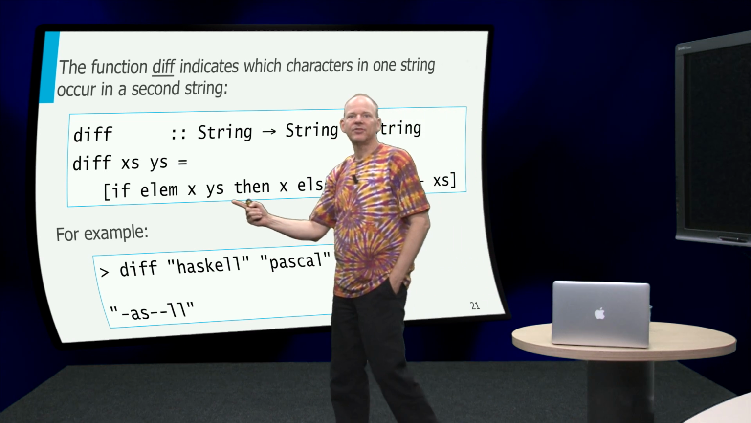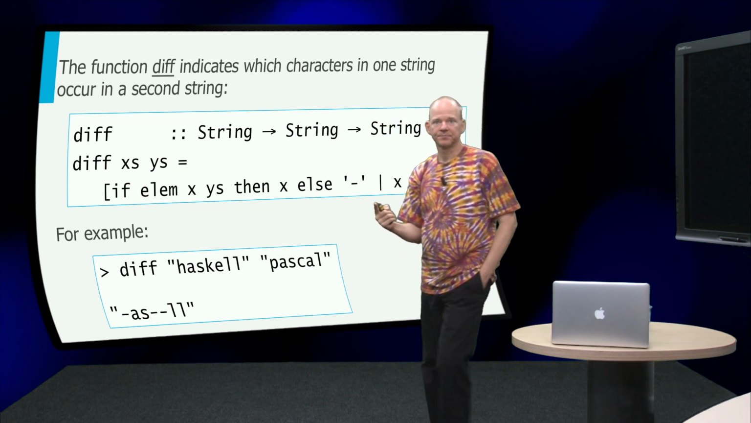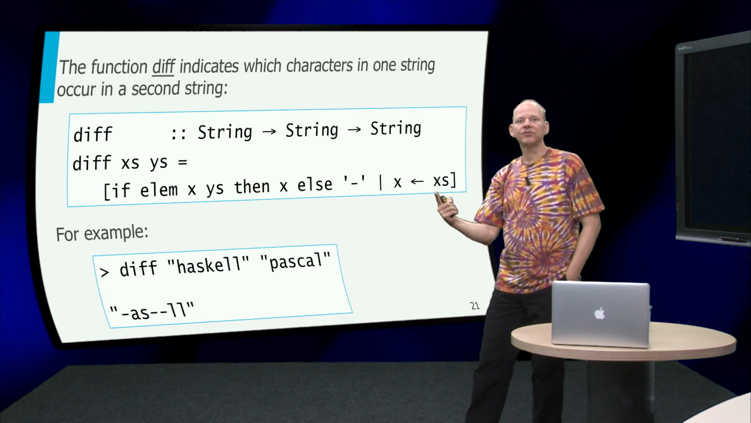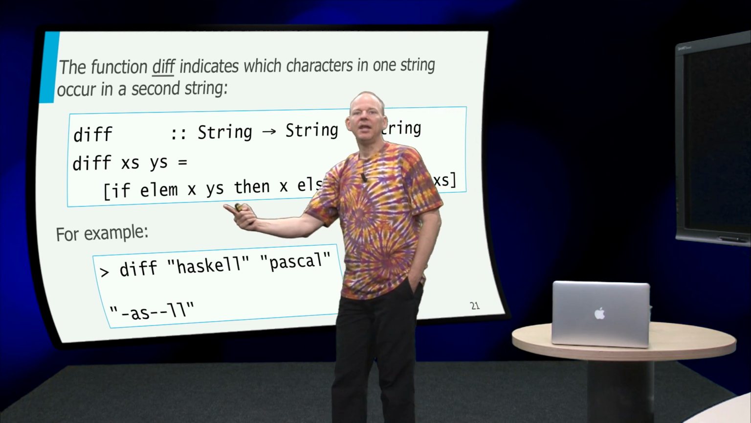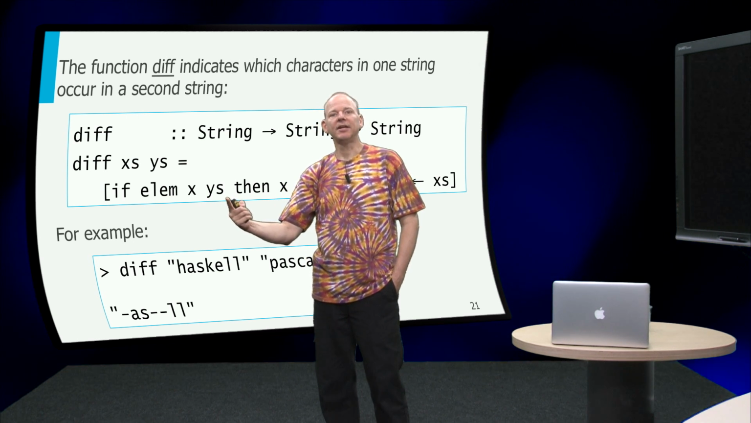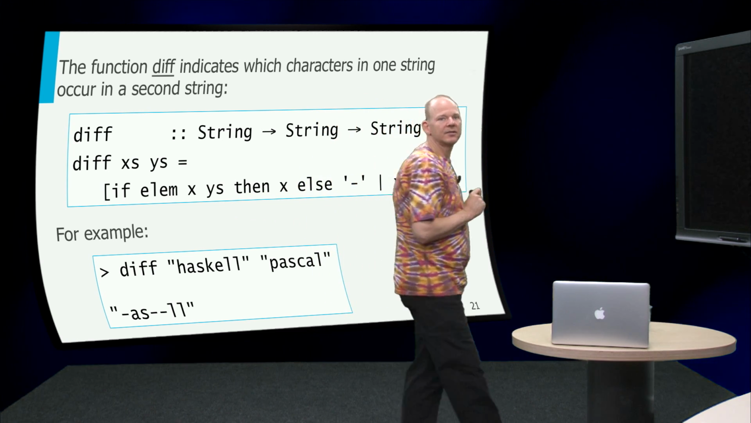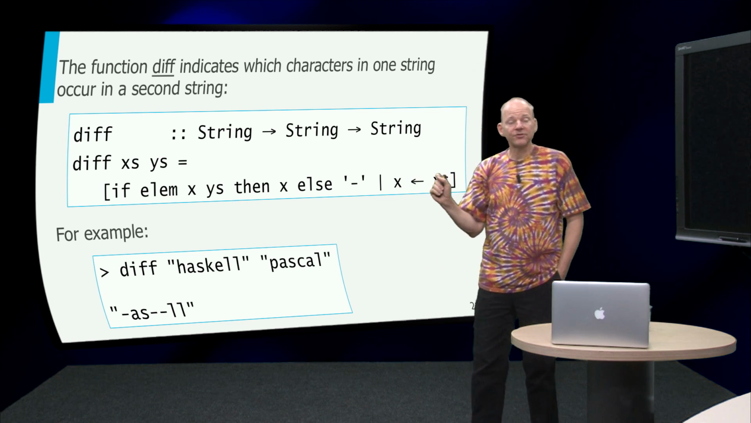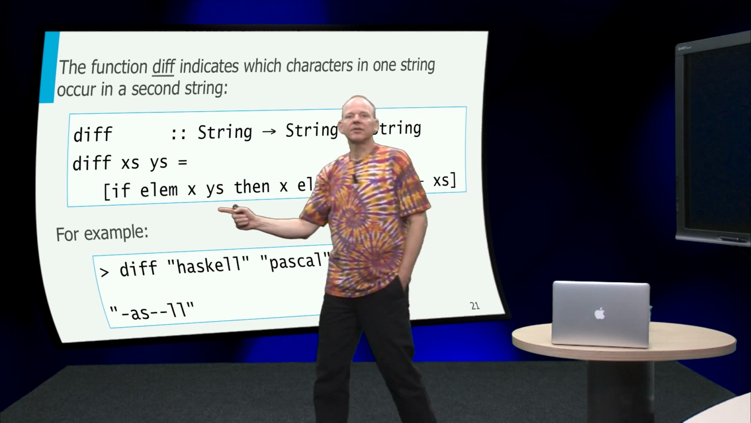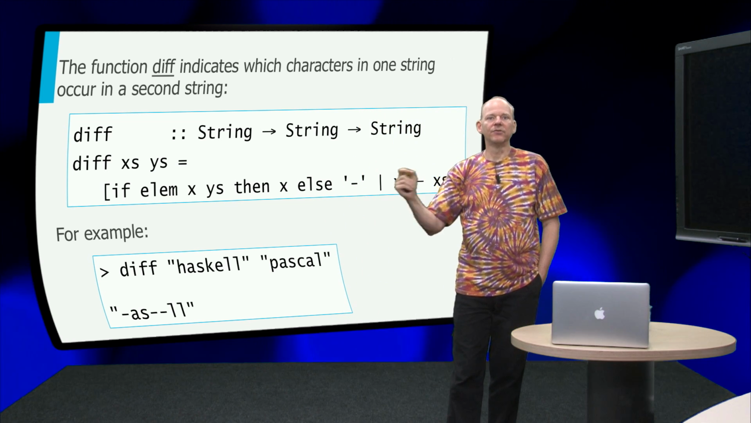All right, so we take the two strings, and we're going to check for each character in the first string, for each x in the first string, if that character appears in the second string, then we just return that character. So every character from the first string that appears in the second string, we're just going to return. And all characters from the first string that don't appear in the second string, we're going to return an underscore.